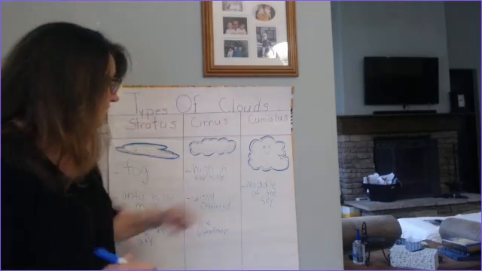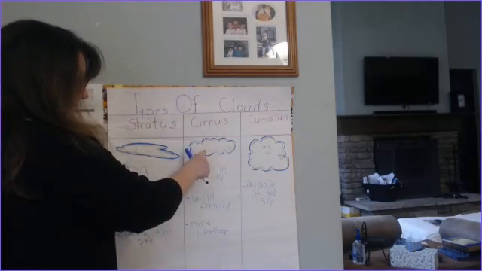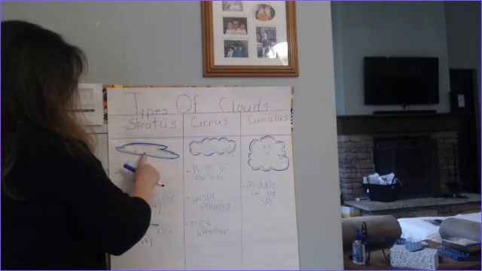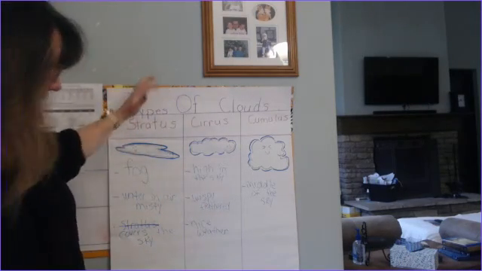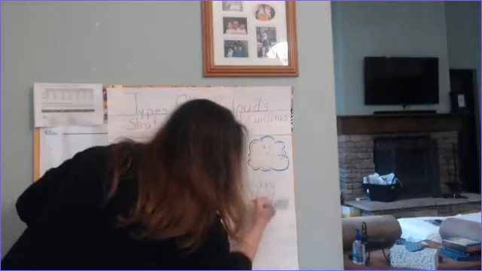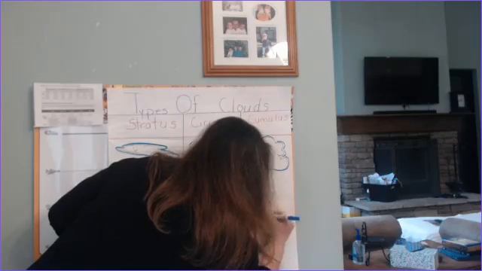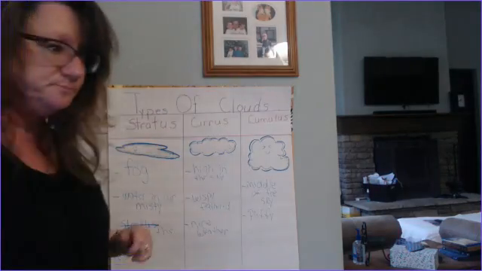They're super fluffy and puffy. So a cirrus cloud is wispy and feathered, and a stratus cloud is long and thin, and this cumulus cloud is a puffy cloud. Puffy, kind of like a marshmallow.